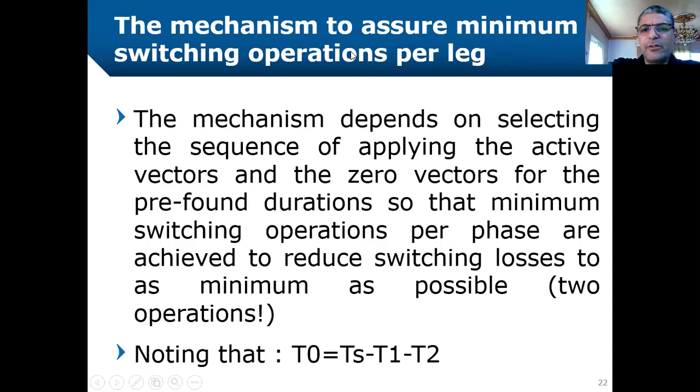Now we need a mechanism to assure minimum switching operations per leg. The mechanism depends on selecting the sequence of applying the active vectors and the zero vectors for the pre-found durations, so that minimum switching operations per phase are achieved to reduce switching losses as much as possible, which is actually 2 operations for each PWM cycle. Noting that T0 equals Ts, the switching period, minus T1 minus T2, which are the durations of the active vectors.